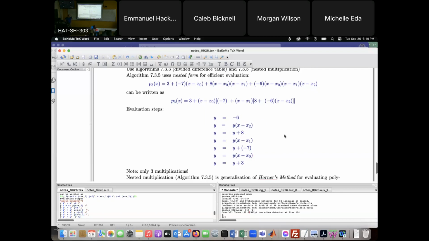Whereas with Lagrange form, unless you use barycentric interpolation, order n squared operations are needed.